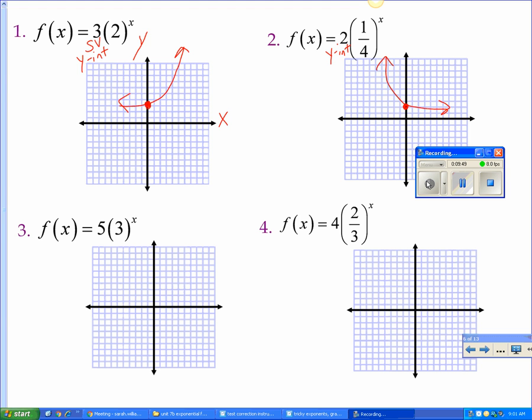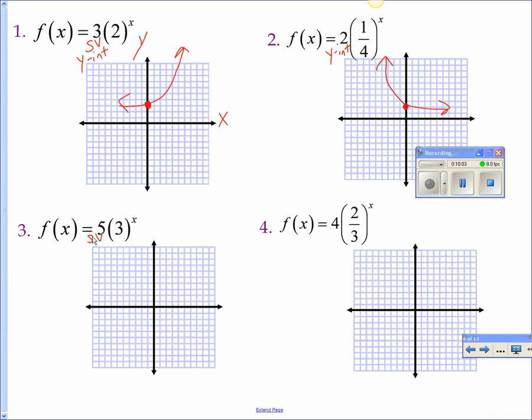All right. Number 3, 5, parentheses 3 to the x. Gracie, what does the 5 tell you? So, Chad, do I put the 5 on the X or the Y? And Ethan H, when it has a 3 in the parentheses, is it going to be going up or going down? Good. Why is it going up, Ethan H? Well, if you subtract 1, it would still be positive. Yep. Okay. All right, number 4.